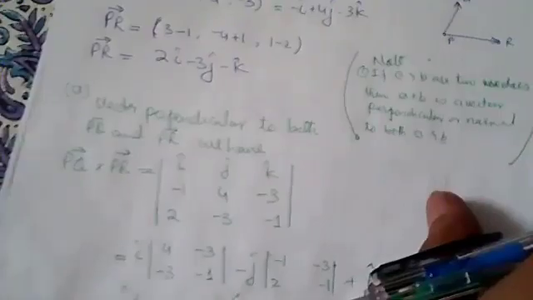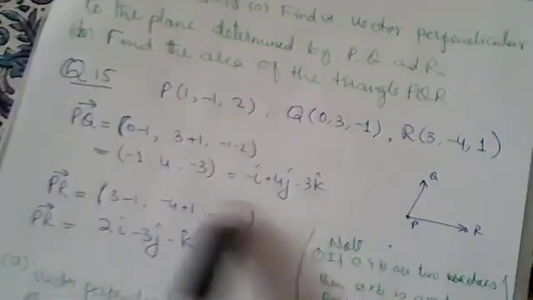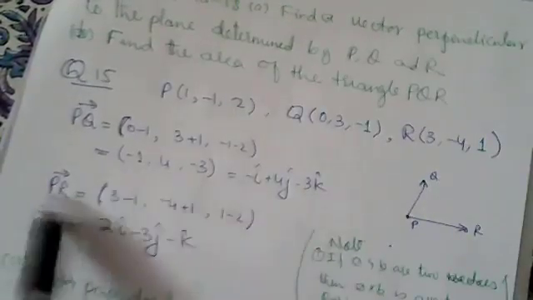See here on page number 9. This is page number 9. We have 3 points P, Q, and R. This is P, this is Q, this is R. So this is the PQ vector, and the PR vector.